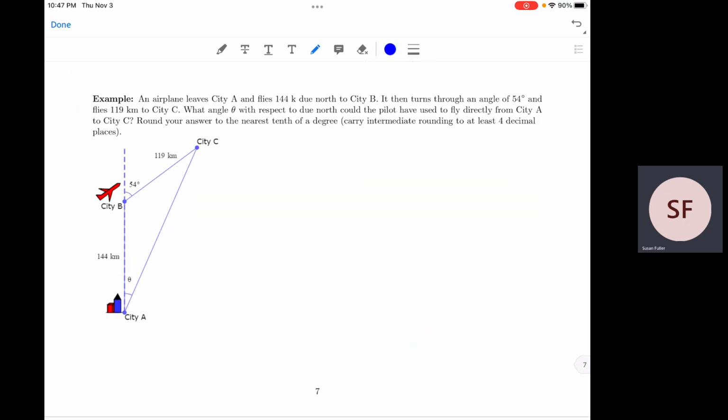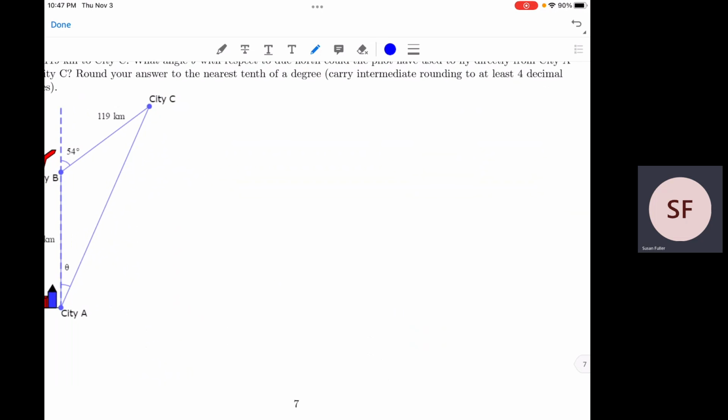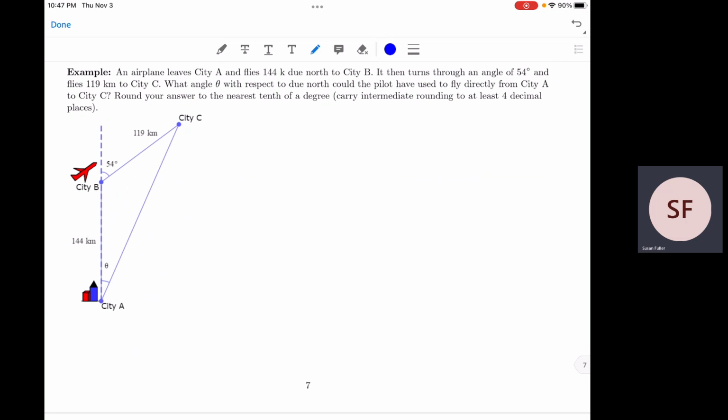Okay, and then one last word problem here. All right, so this time we have airplanes instead of, well, I guess we had an airplane in the last one too, but we don't have ships in this one. An airplane leaves City A and flies 144 kilometers due north to City B. It then turns through an angle of 54 degrees. That's labeled right here. And it flies 119 miles to City C.